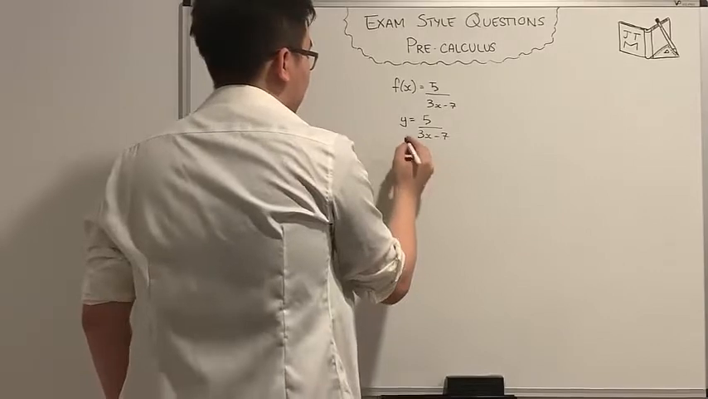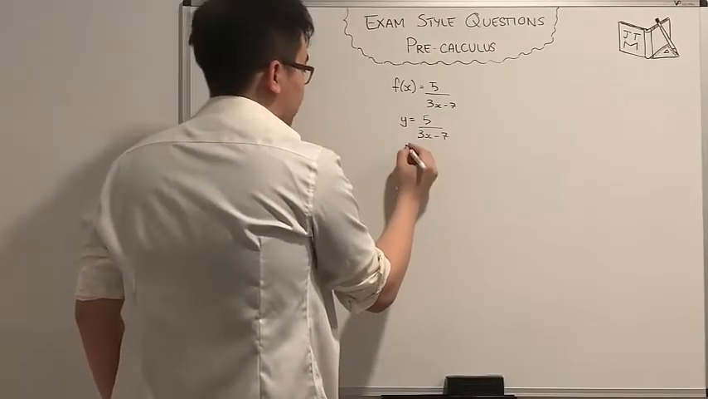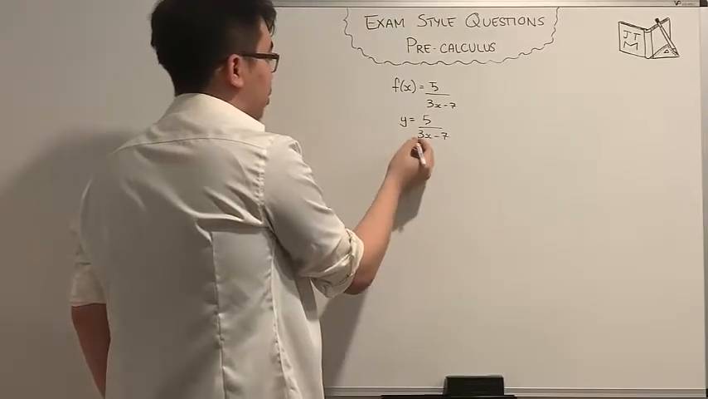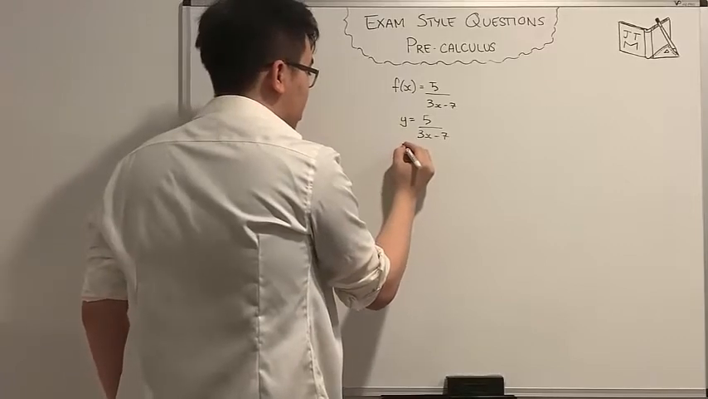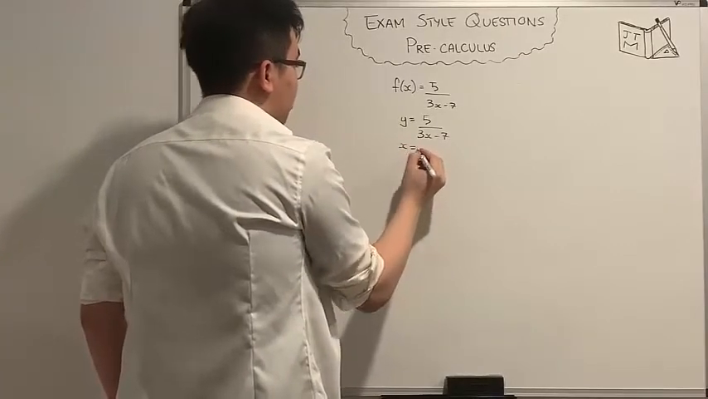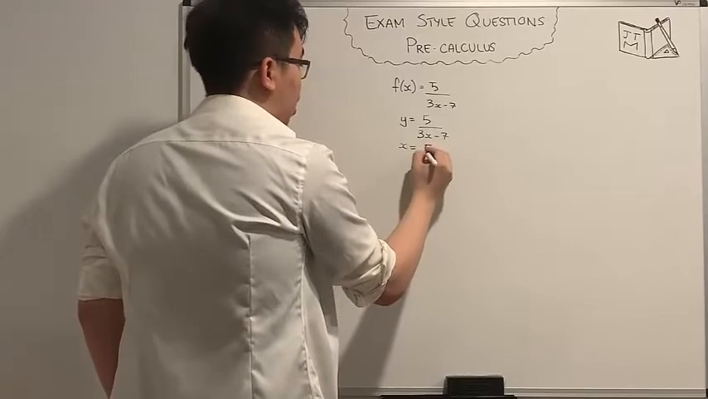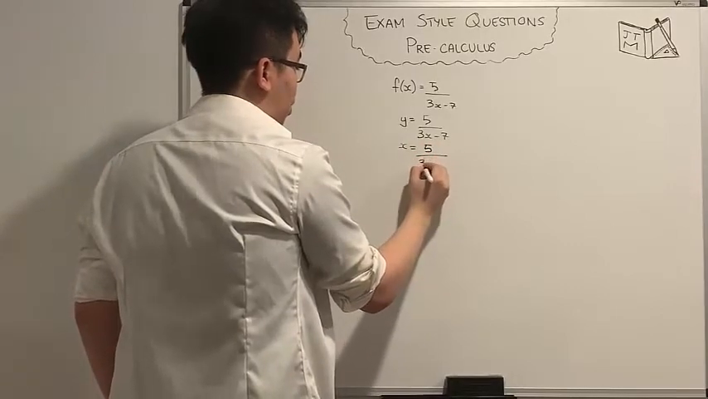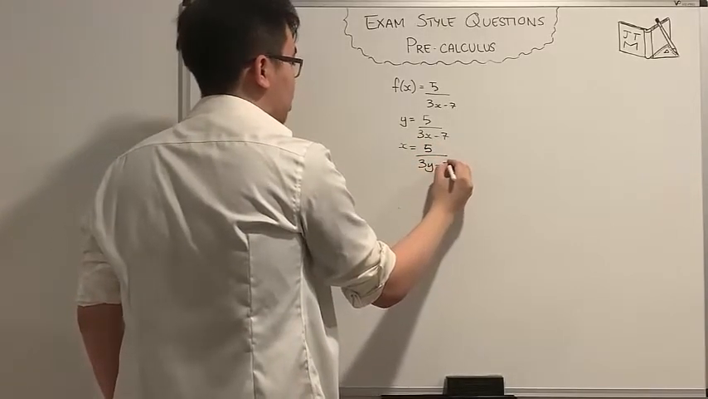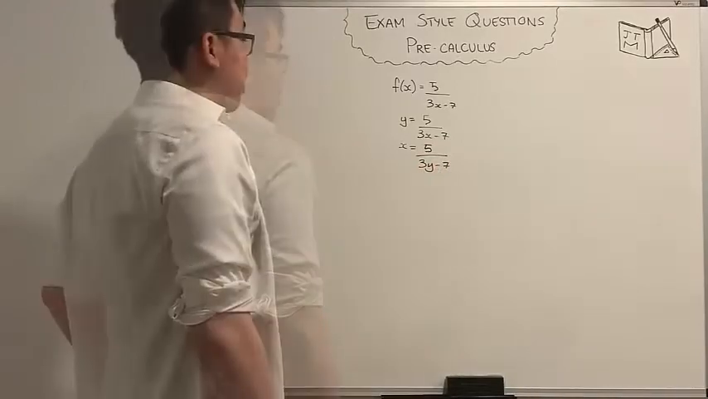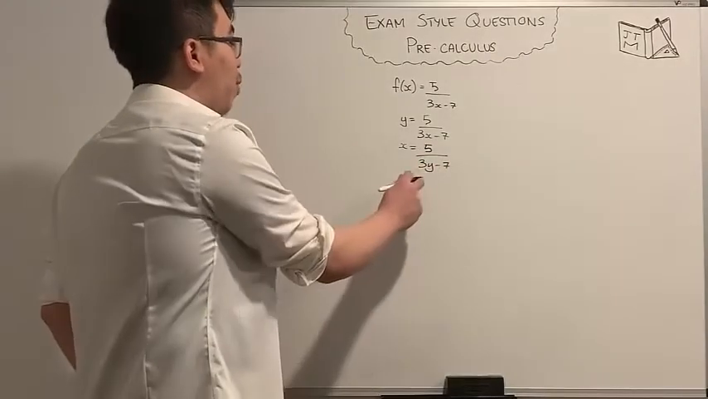Then we're going to change the y and x variables. So for every y we see, we're going to swap that with an x variable. So here we're going to have x equals 5 over 3y minus 7. To find the inverse function, we want to find y on its own.